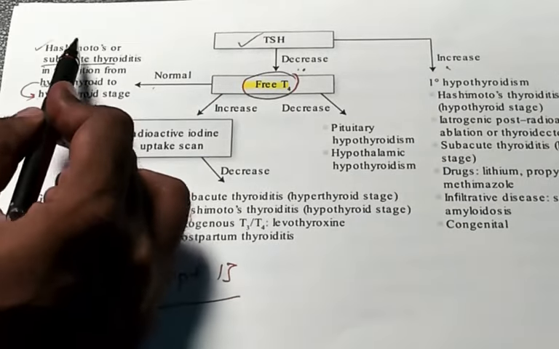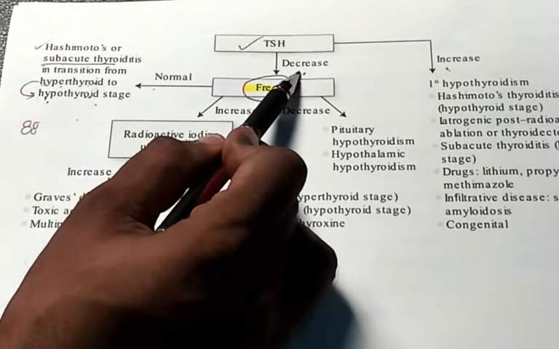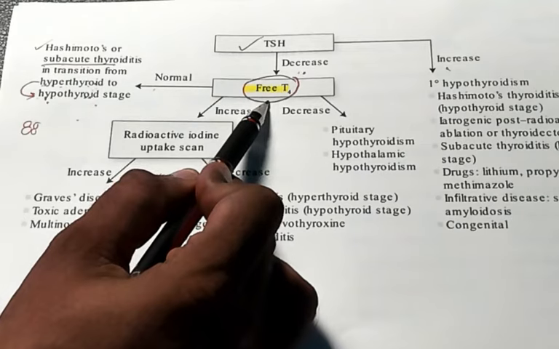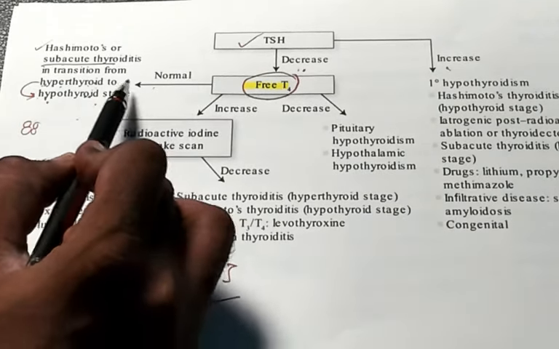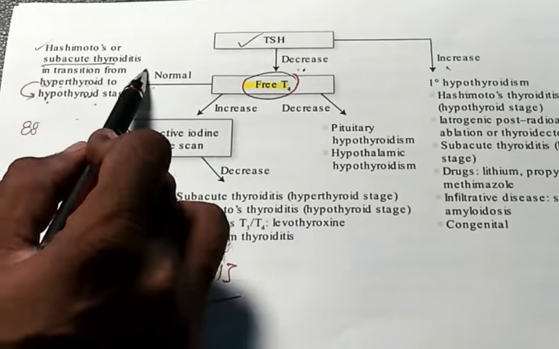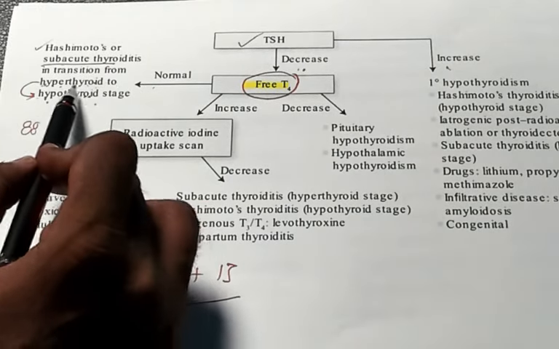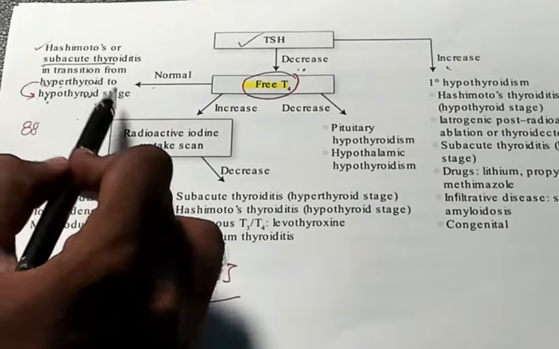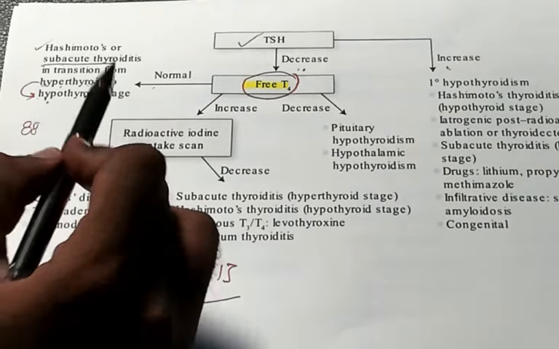So two things you will remember: whenever TSH is decreased but T4 is not increased but it is normal, it is Hashimoto or a subacute thyroiditis in the transition from the hyperthyroid to the hypothyroid stage. Very good. Now, free T4 is increased. TSH is decreased, free T4 is increased. That is what we are expecting, because low TSH with free T4 increased is proof that there is hyperthyroidism.